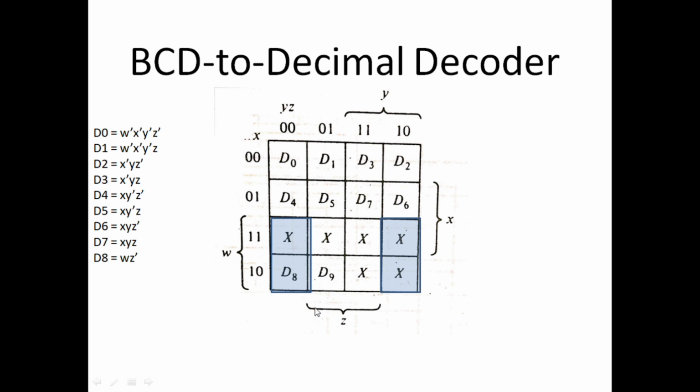For D8, we can combine these two squares with these two squares to create a group of 4 squares. So the Boolean equation of D8 would be W and Z prime. So W Z prime is the Boolean equation of D8. And for D9, we can combine these three don't care squares with D9, and it would give us D9 is equal to WZ. W would cover these 4 squares, and Z would also cover these 4 squares. So WZ is the equation of D9.